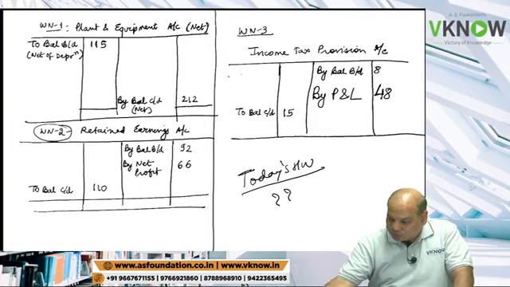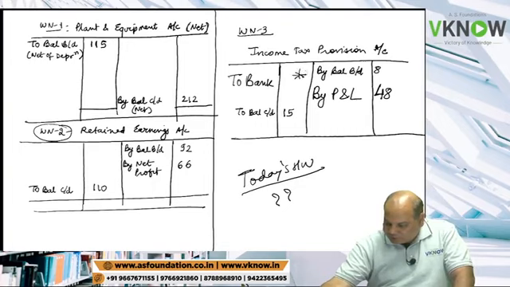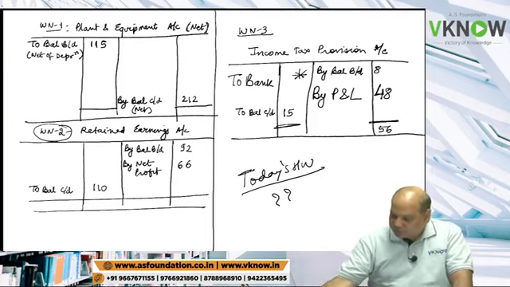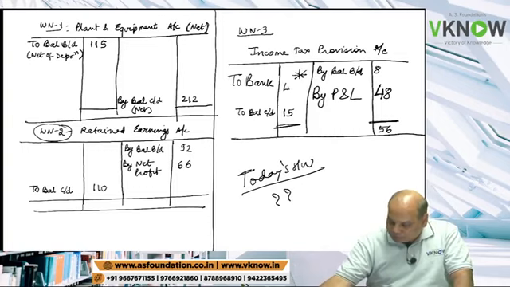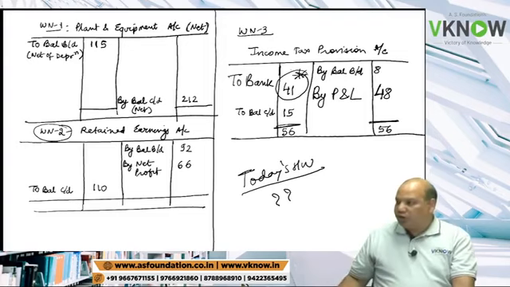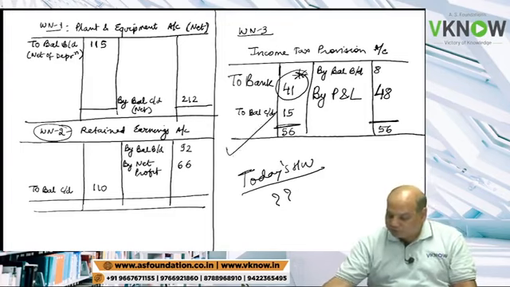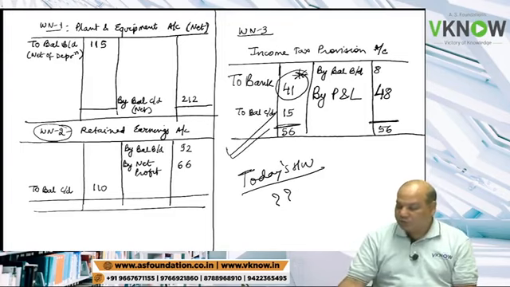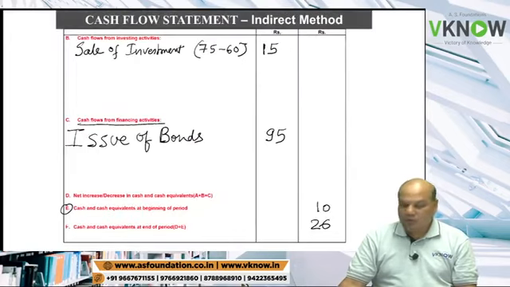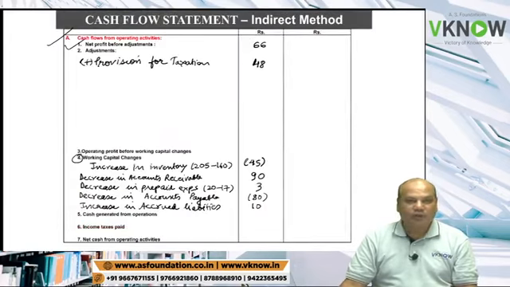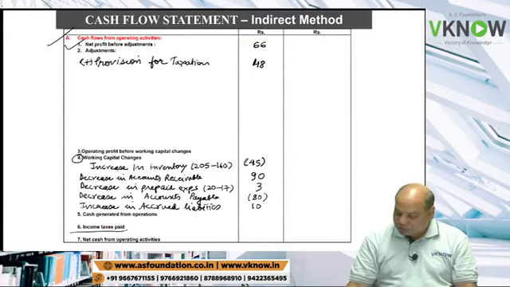Now this provision for taxation account is not tallying. So the difference represents actual tax paid. Take credit side total 56 minus 15, so 41. 41 is the balancing figure in income tax provision account. So where will you write 41? You will write in operating activity, last second line, income tax paid.